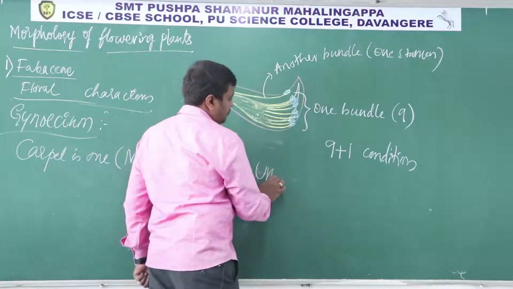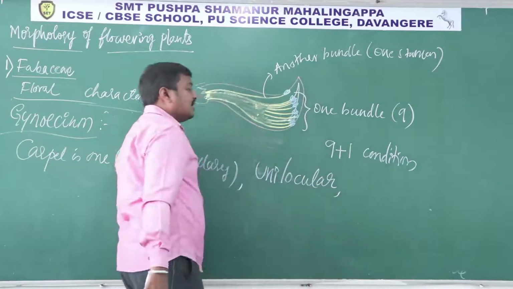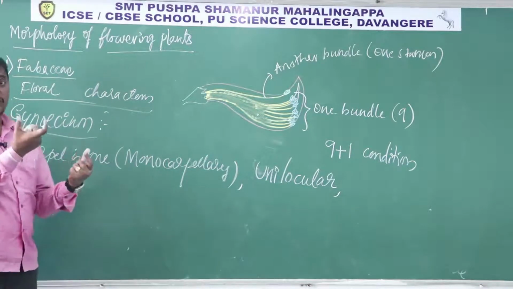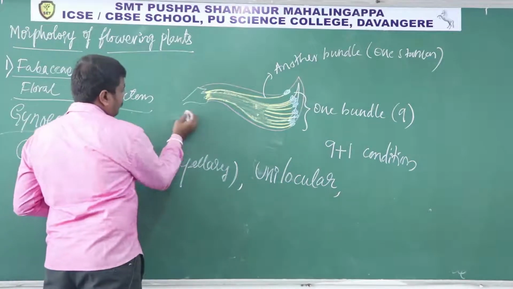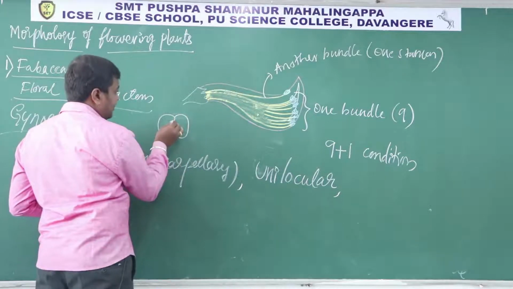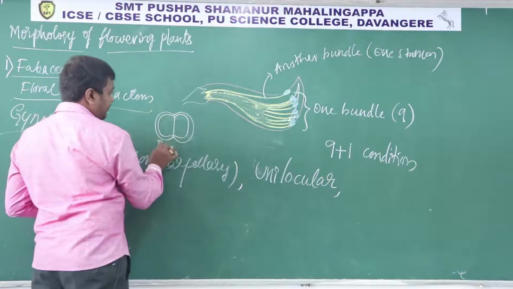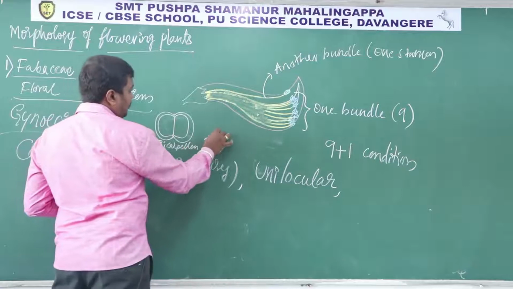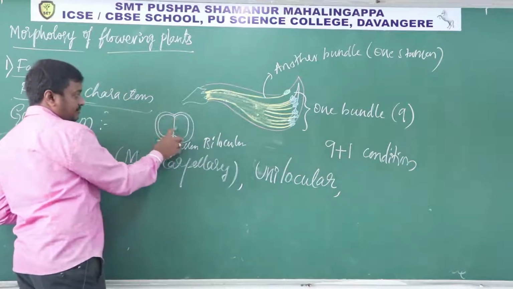It is unilocular. Inside there is only one chamber. If you take a section, you can find only one chamber. I already explained that. So if you take a section of an ovary, if it is like this, it is bicarpellary, bilocular. If it is like this, there are two carpels and two chambers.